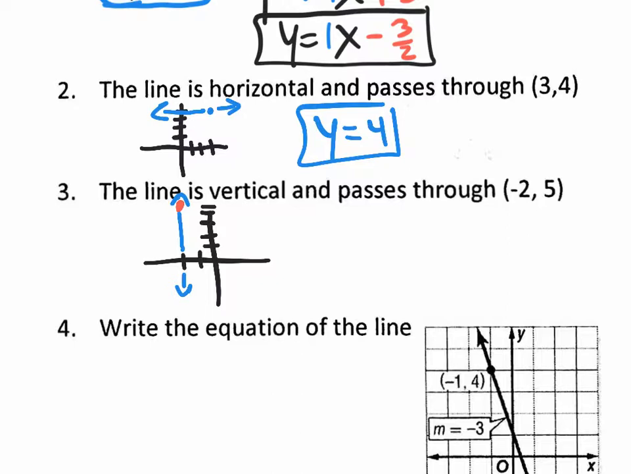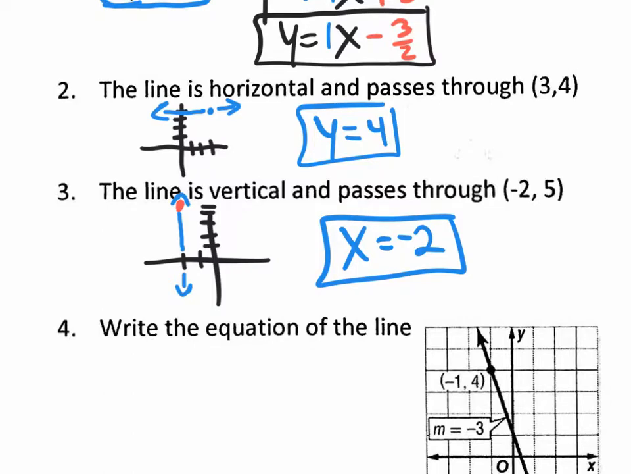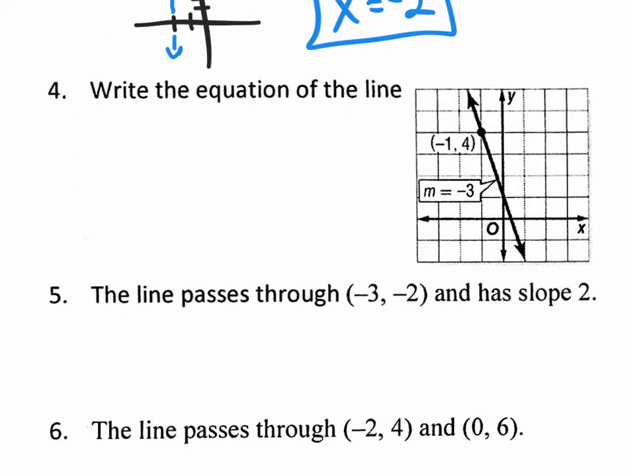So what is the equation of a vertical line? It's x equals, not y equals, right? So this one's x equals what? -2, because it crosses the x-axis at -2. These are easy problems that are going to pop up throughout the rest of your graphing lives, right? If it's a horizontal line, it'll be y equals a number. If it's a vertical line, it'll be x equals a number. Number 4, write the equation of the line.